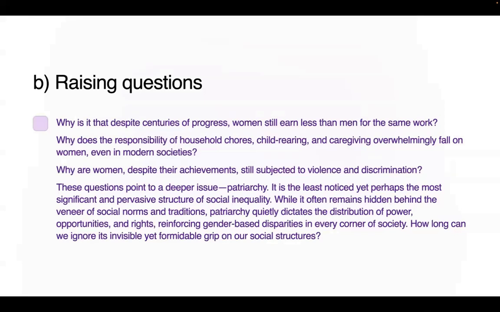While it often remains hidden behind the veneer of social norms and traditions, patriarchy quietly dictates the distribution of power, opportunities, and rights, reinforcing gender based disparities in every corner of society. How long can we ignore its invisible yet formidable grip on our social structures? Through this, I am raising pertinent questions, and these questions will make him or her interested to read my essay with interest.